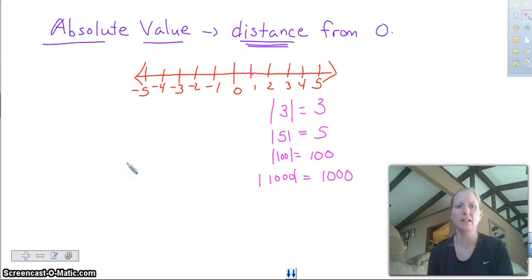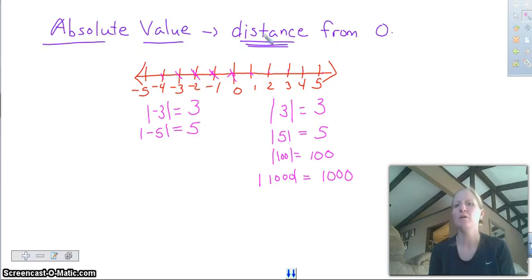Now let's look at the negative side. The absolute value of -3. Okay? So I'm going to count. -3 to 0. 1, 2, 3. It's 3. Positive 3. The absolute value of -5. I'm going to count. 1, 2, 3, 4, 5 is 5.